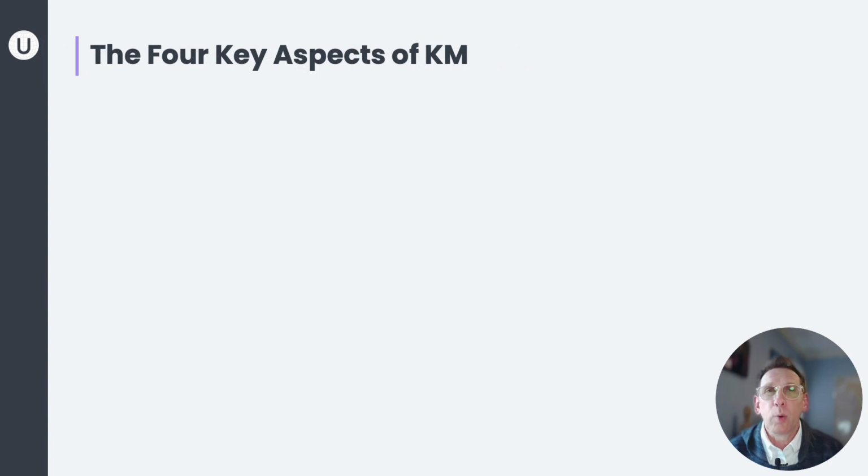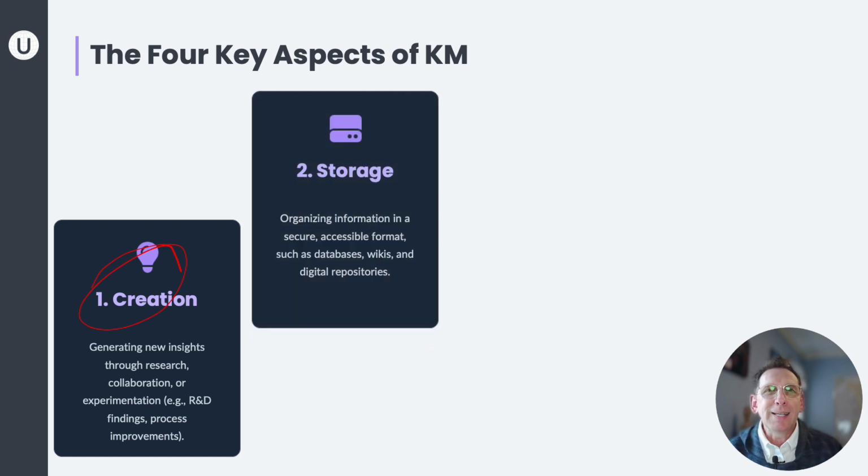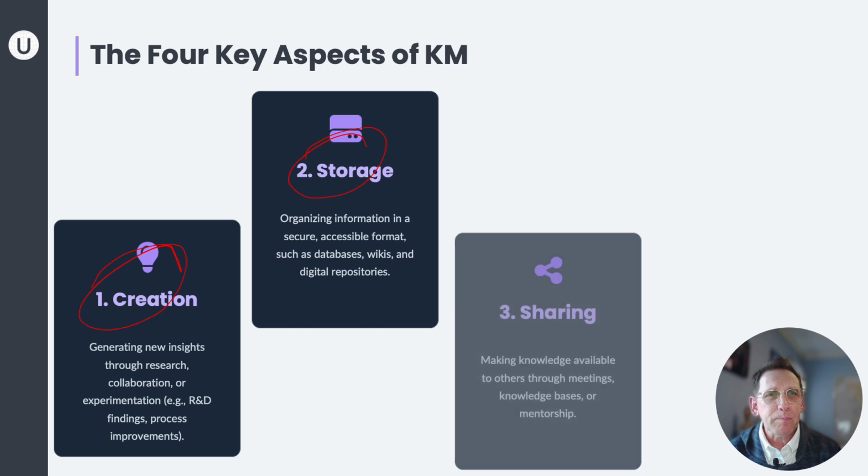So there are essentially four key aspects to KM. One is creation. This is generating new insights through research, through collaboration, experimentation, such as R&D, research and development findings, and process improvements. Next is storage. This is organizing information in a secure, accessible format. You've got things like databases, wikis, and digital repositories where you can store all that material.